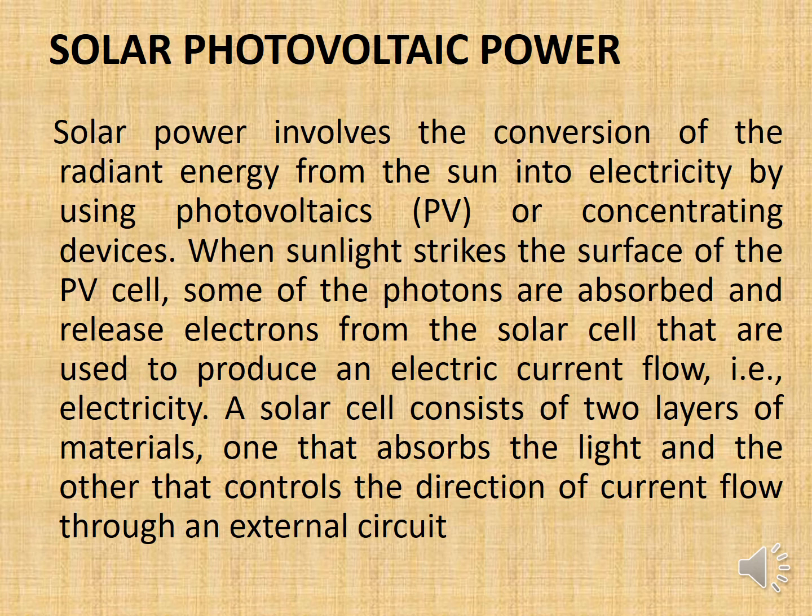When sunlight strikes the surface of the PV cell, some of the photons are absorbed and release electrons from the solar cell that are used to produce an electric current flow, that is electricity. A solar cell consists of two layers of material, one that absorbs the light and the other controls the direction of current flow through the external circuit. The absorbing material can be silicon films, which are also used in integrated circuits and computer hardware.